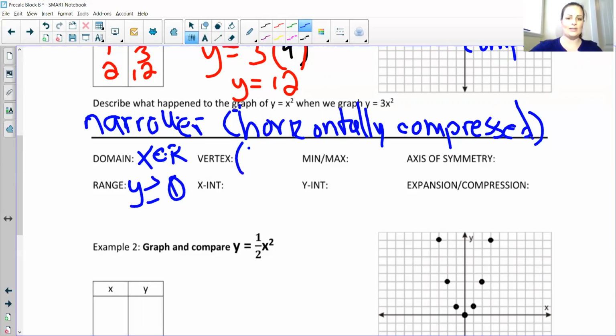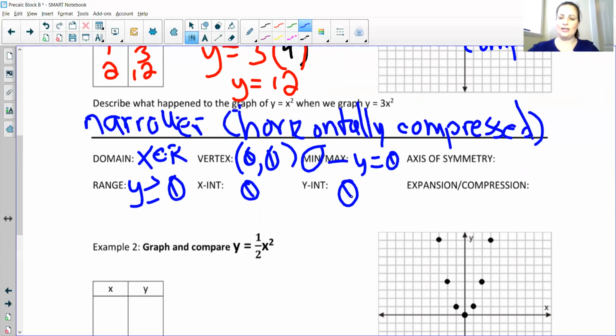The vertex happens at 0, 0, because there's 0 in for P and 0 in for Q. The x-intercept happens at 0. There's only 1 because it just rests right on it. It is a min value that happens when y equals 0. The y-intercept is also 0. The axis of symmetry happens at the x value of the vertex, which is 0.